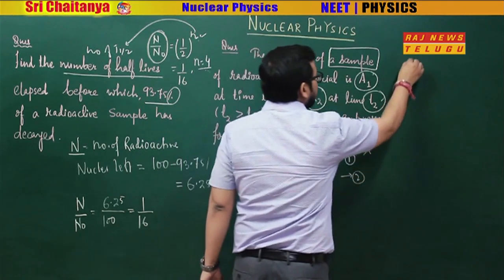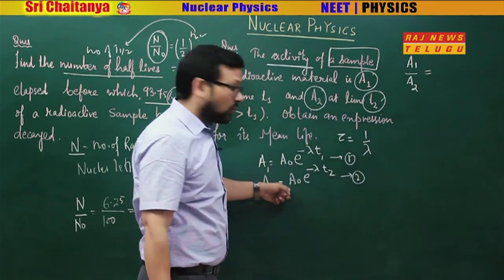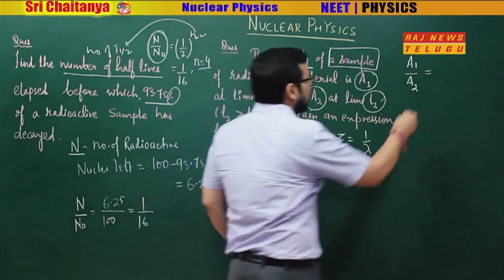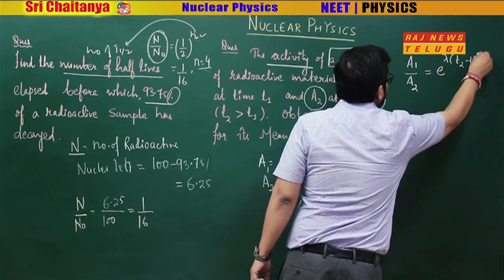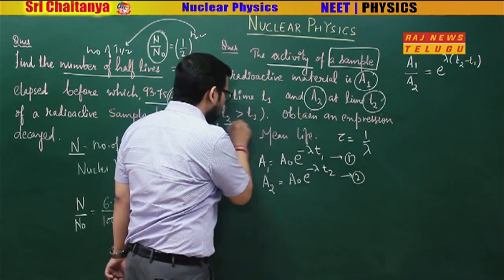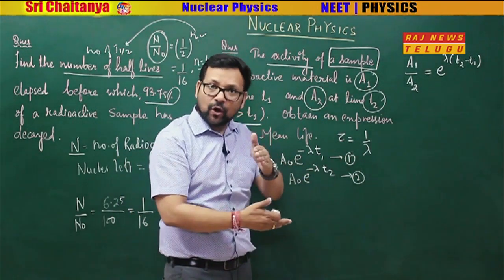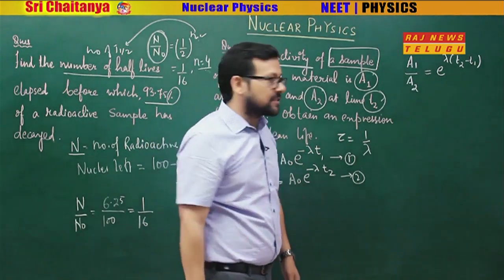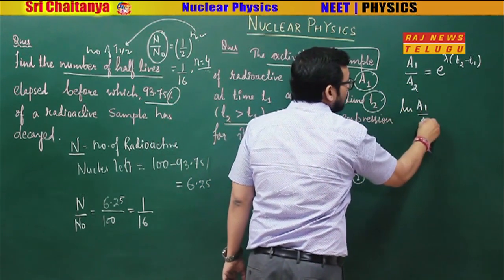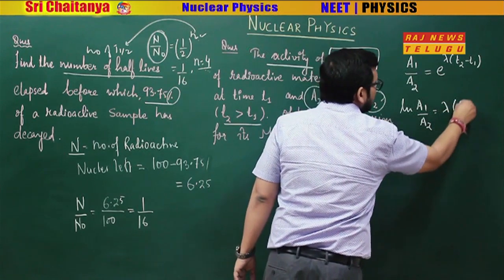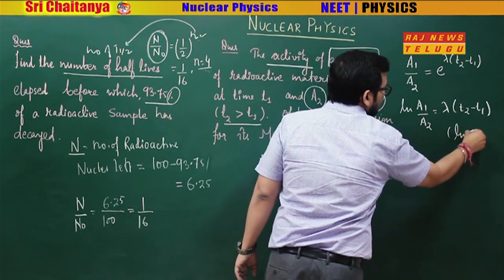First take A1 by A2. A naught will be cancelled obviously, and it will be e raised to power lambda into T2 minus T1. Moreover, in the question you can see it is given that T2 is greater than T1. E raised to power minus lambda T2 will go into the denominator, and by solving in the numerator it will be positive. So ln A1 upon A2 is equal to lambda into T2 minus T1, and ln e is 1 here.